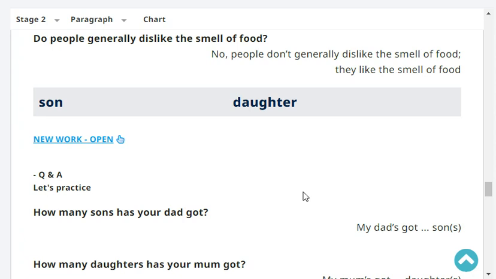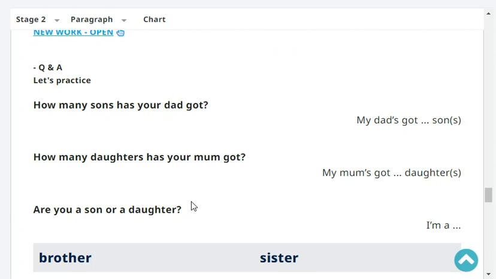How many daughters has your mom got? My mom's got one daughter. Oh, very good. Are you a son or a daughter? I am a daughter.